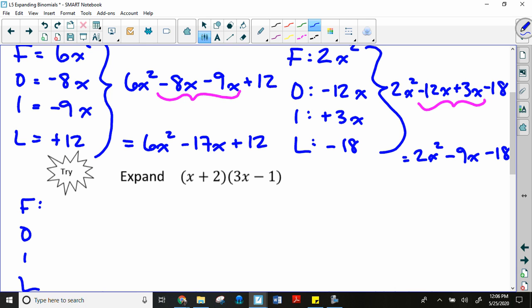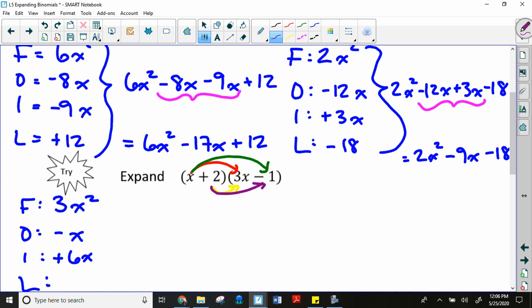FOIL. First, x times 3x. That's 3x squared. Outside, x times -1. That's negative x because there's a 1 in front of the x here. So -1 times 1 is -1, and then the x goes along with it. Inside, 2 times 3, positive 6x. And then last is 2 times -1, which is -2.